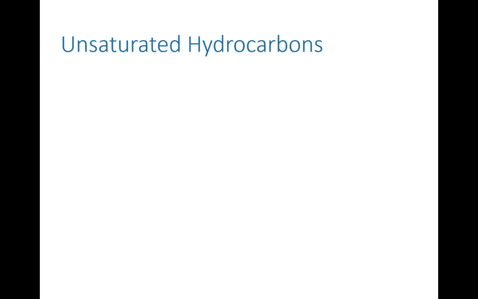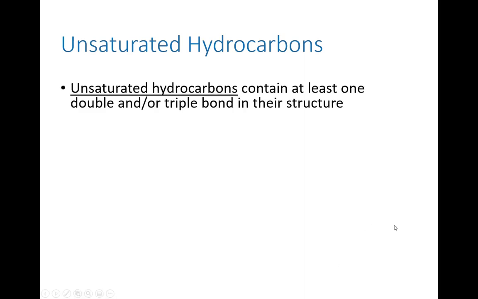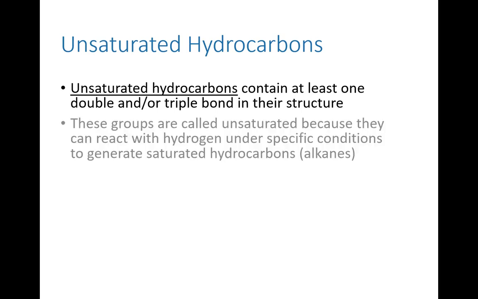You'll recall that in the last video lecture we talked about alkanes, which are saturated hydrocarbons. Unsaturated hydrocarbons, on the other hand, contain at least one double bond or one triple bond within their structures. The reason we say that these molecules are unsaturated is because when they are allowed to react with hydrogen under conditions usually involving a catalyst, which we'll study very shortly, they will add hydrogen to their structures.